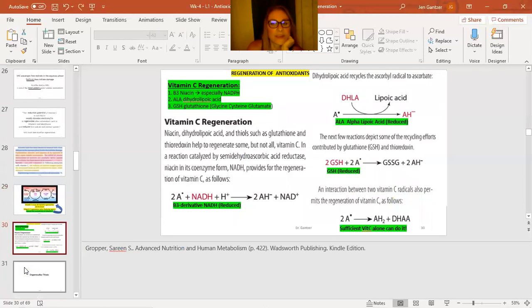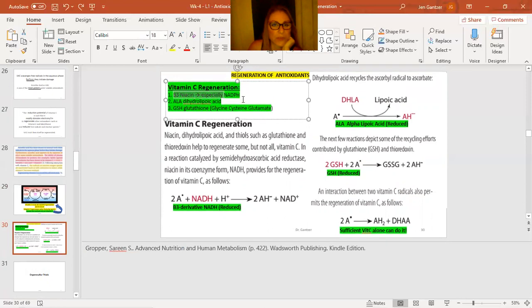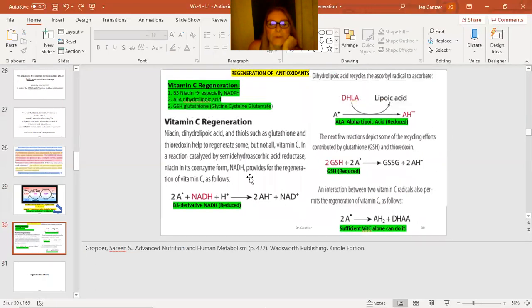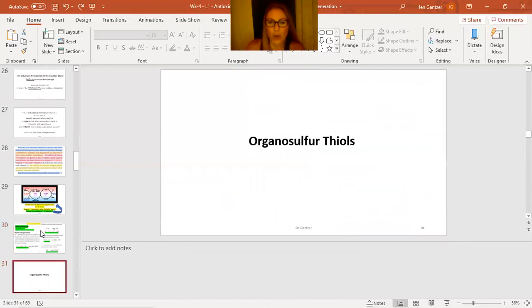So here are some examples of the regeneration. We've got the NADPH, which is your B3. We have our alpha lipoic acid, and we have our glutathione. And then the picture that was not from here was the thioredoxin, which also is a potent regenerator of vitamin C. So what the heck is thioredoxin, right?